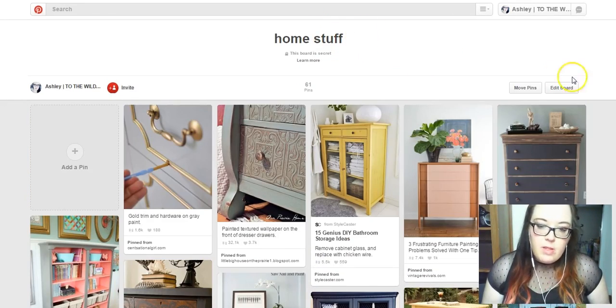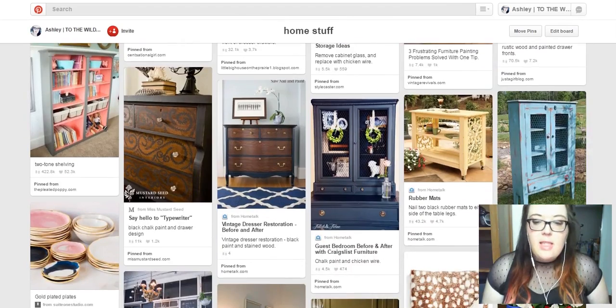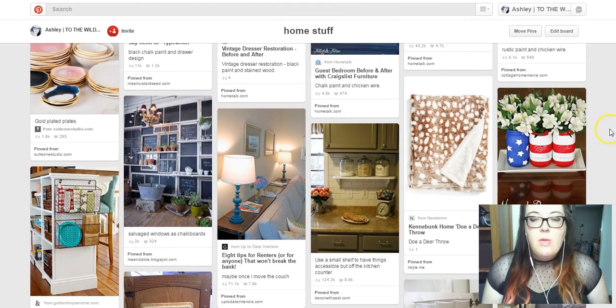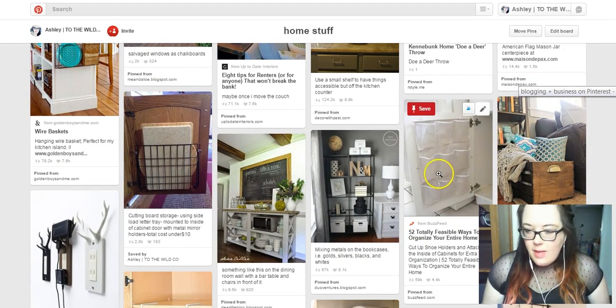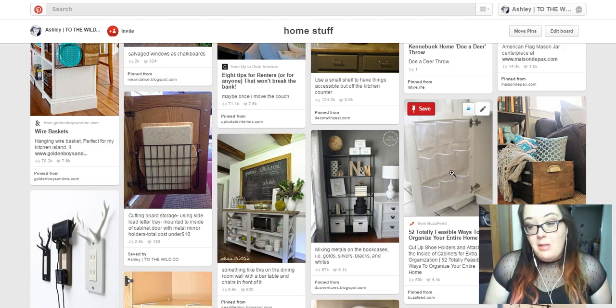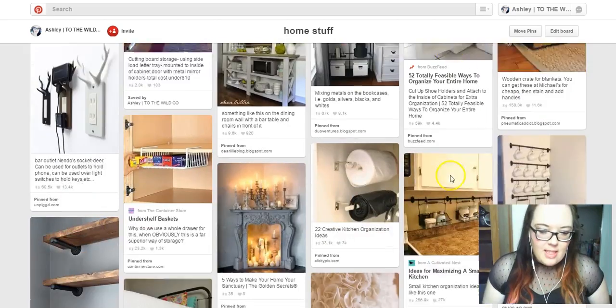My home stuff board, which is private, is just ideas that I want to implement in my house that don't necessarily look aesthetically pleasing in pin form. So stuff like this, like why, I don't want to look at that picture, but I want it for my own reference because I kind of want to do that to my own cupboard, if that makes sense.